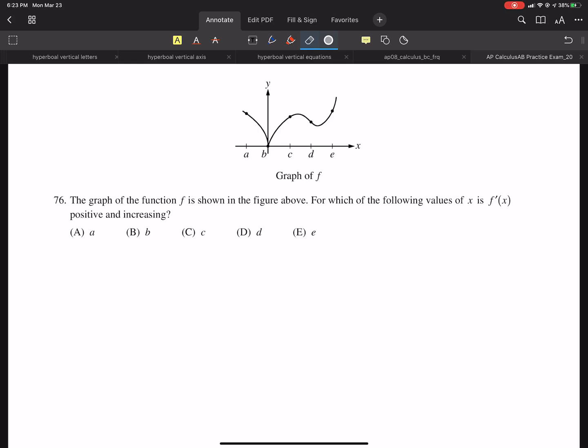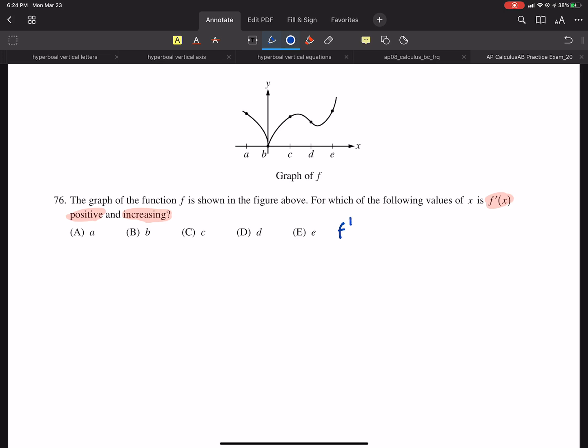Hey everybody, here is number 76. We're going to do 3 per video, so the videos won't be forever long. So let's take a look at what this is saying. So we have f prime of x is positive and increasing. So what does that tell us?